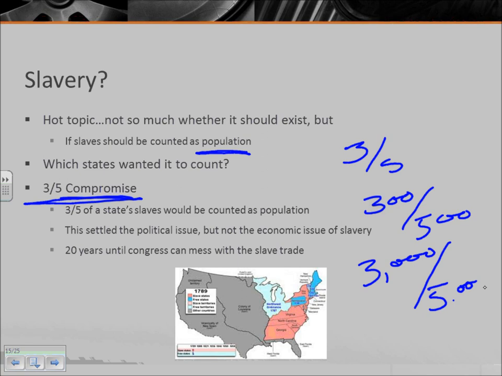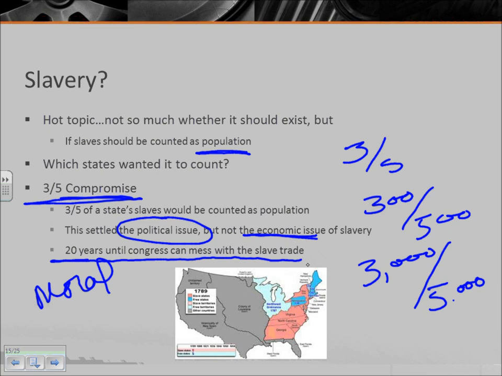It would keep all slaves from being counted, but at the same time, it would allow some slaves to be counted towards population. This is going to settle the political issue as far as the Constitution, but the economic issue, this agrarian South, or even the moral issue, should slavery exist, is not going to be settled. Congress is basically going to look at this situation and say, what do we do about slavery? Well, here's an idea. Let's just put it off for a few years. So they basically just come out and say, let's wait 20 years and then we can talk about the slave trade.